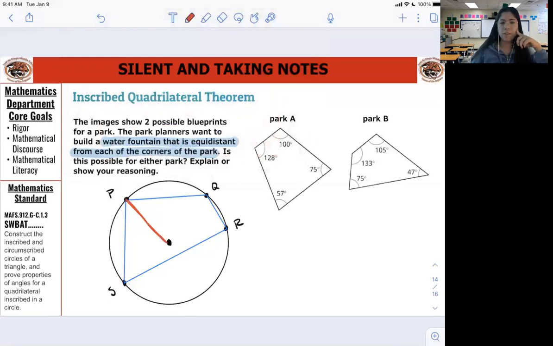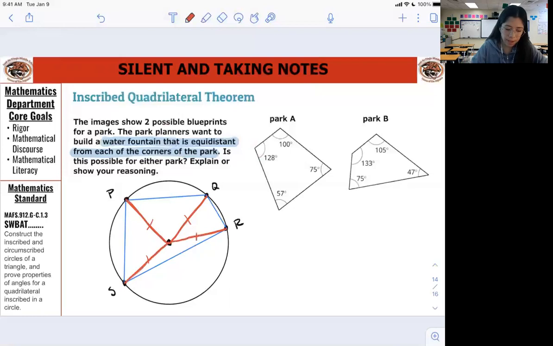That's the radius. Does the radius ever change? No. So whatever this distance is, it's going to be the same when it goes to each of the four corners of the quadrilateral. All four of those red lines are completely congruent because all four are the radius. So the question is asking which of the following quadrilaterals would fit in a circle.